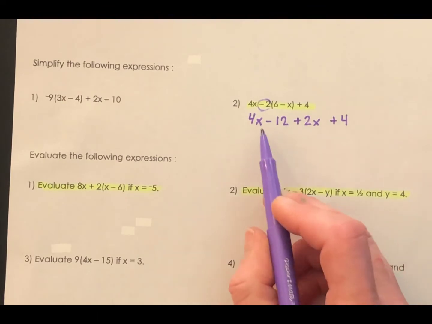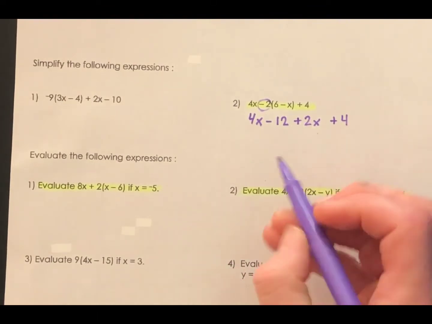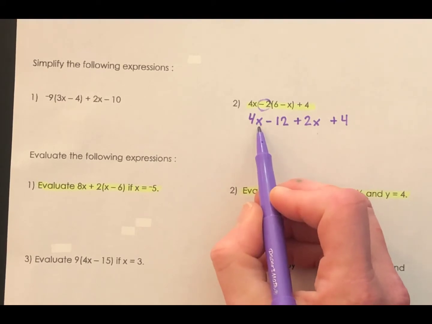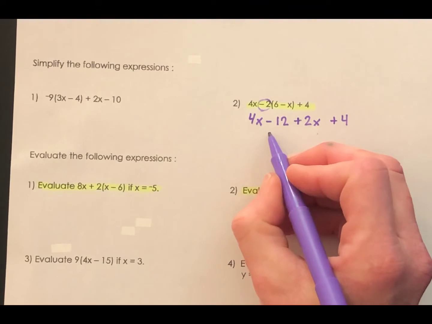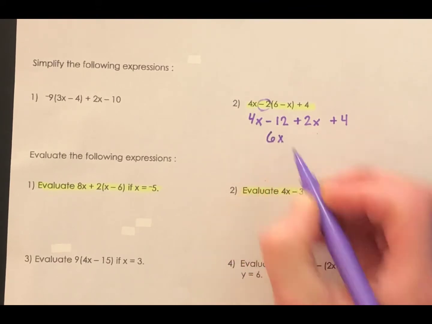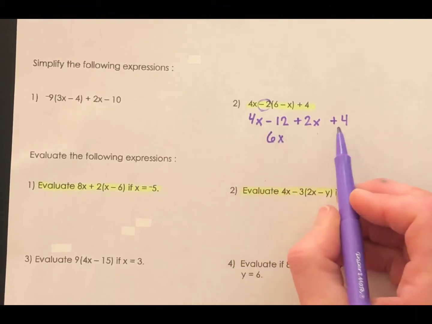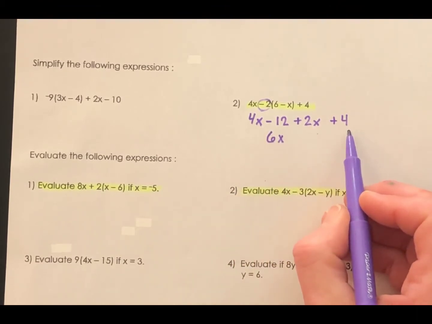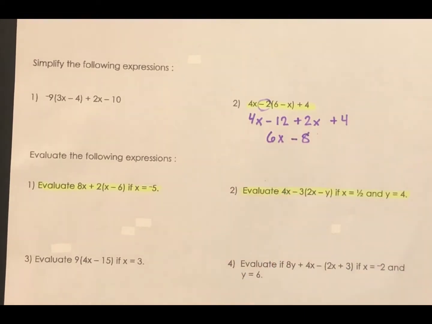Now I've got an x variable term and a constant. So I will do my x's first. 4x plus 2x is 6x. And my constant, negative 12 plus 4 is negative 8.